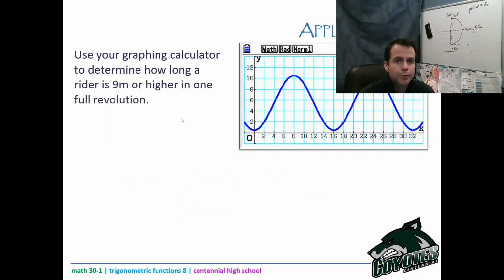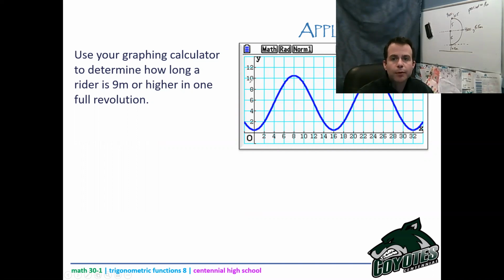The next question says use your graphing calculator to determine how long the rider is 9 meters or higher in one full revolution. Now, this one takes a little bit of visualization, and just give me 1 second here because I want to put on a pen so I can draw for you.